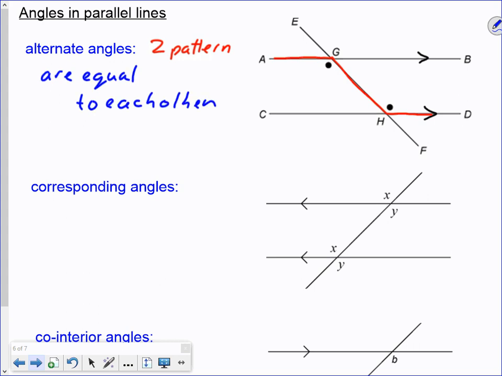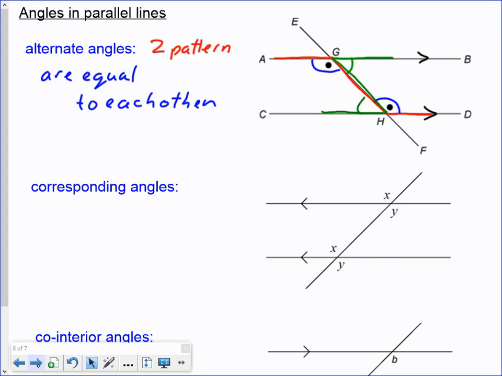So the dots here and here indicate that those two angles are equal to each other. Now we could also have drawn our Z pattern backwards like this. That would tell us that this angle and this angle are equal to each other. So it's the two angles that are in the corners of that Z pattern that are equal.